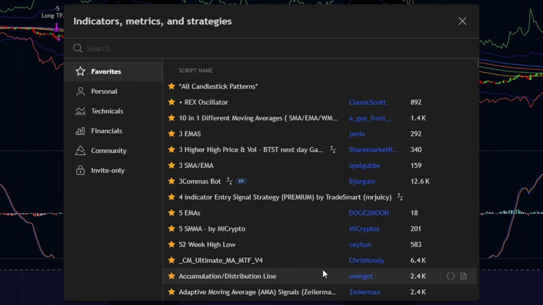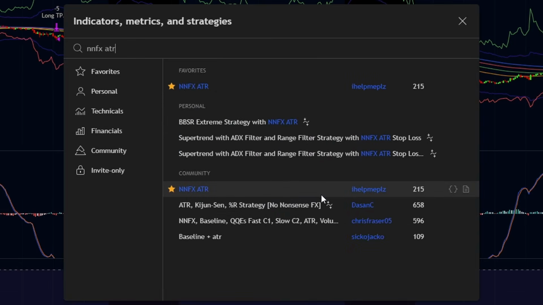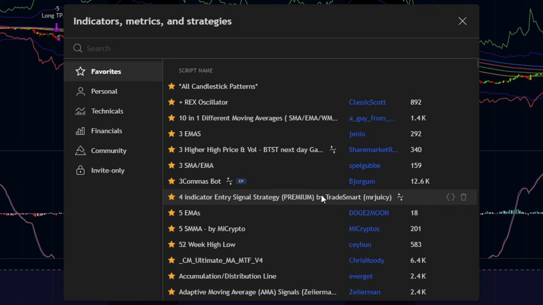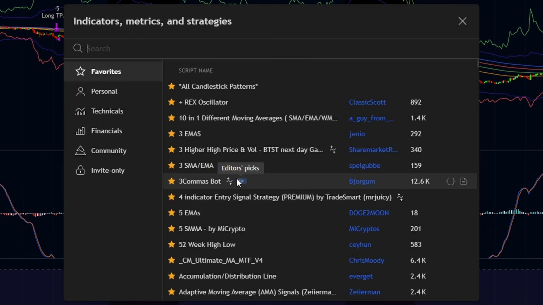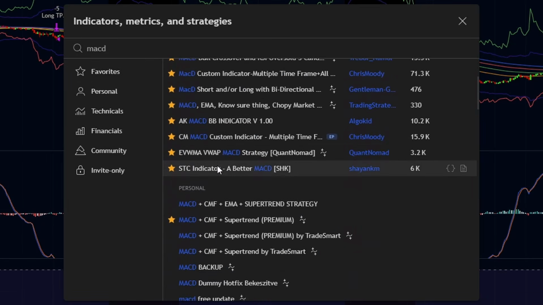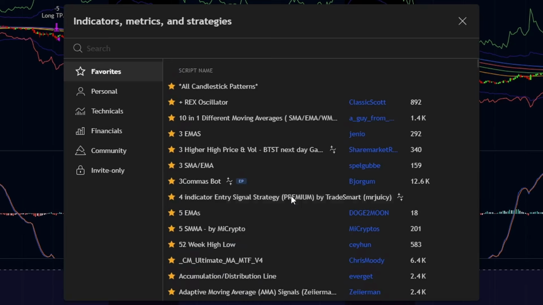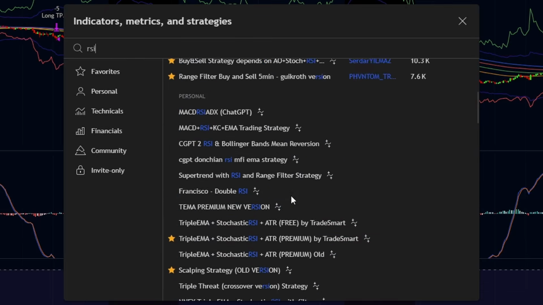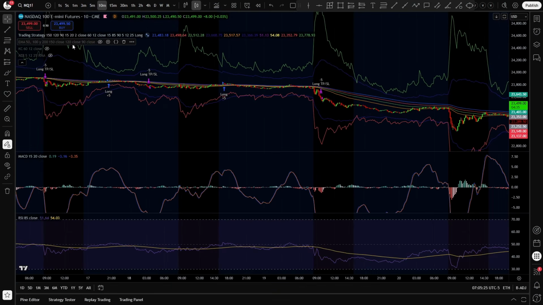Then for our stop loss and take profit, the NNFX ATR. Add this one. Then to filter out overextended entries, we will use the Keltner channel. Add this one. For our main entry signal, the MACD. And add the moving average convergence divergence. And another filter is going to be the simple RSI. Click on this one.